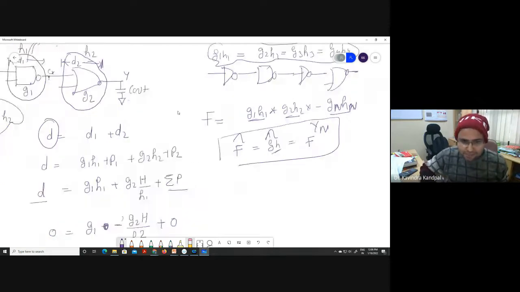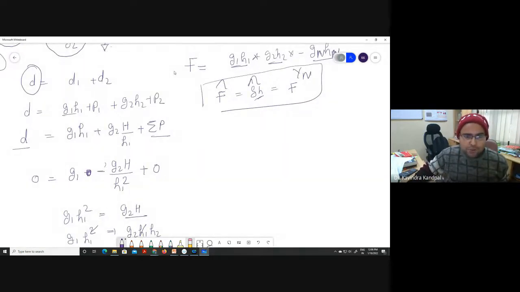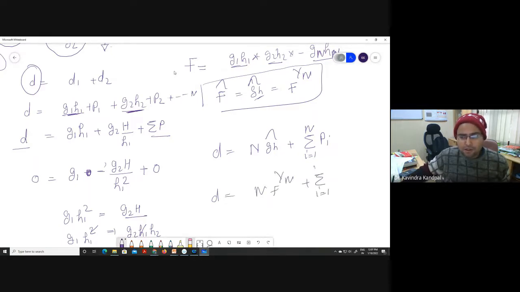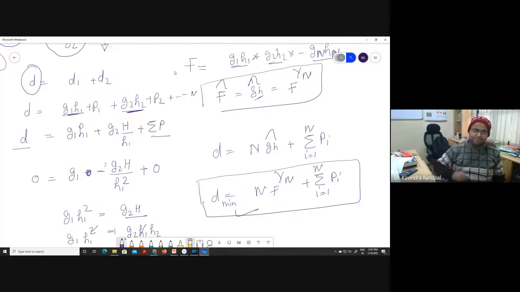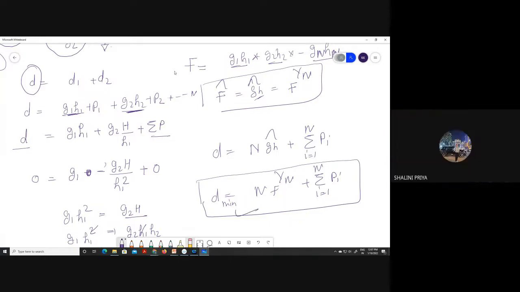The second thing, if G1 H1 and G2 H2 are equal, and let's say there are n number of stages up to n, can I say the delay is nothing but n into optimal GH plus the summation of all the parasitic delay from i equal to 1 to n? In other words, I can say delay is n into F to the power 1 by n plus the delay caused by all the parasitic delays. This is going to be my D minimum. Yes or no? Yes, sir.